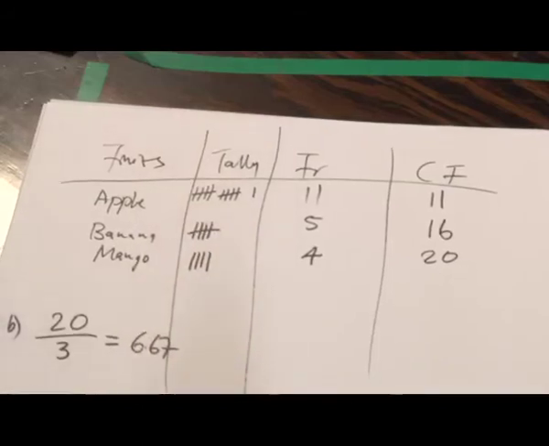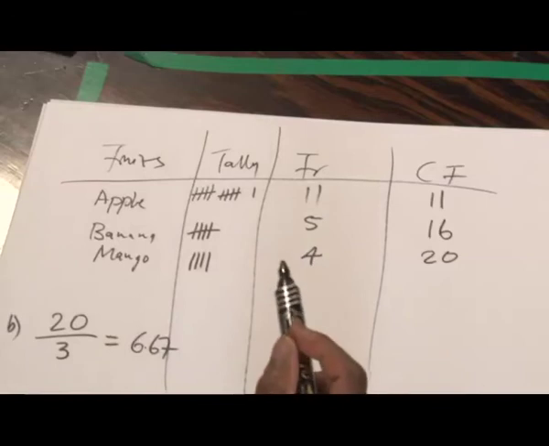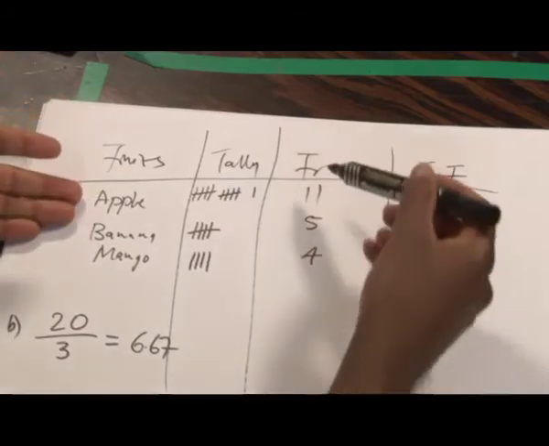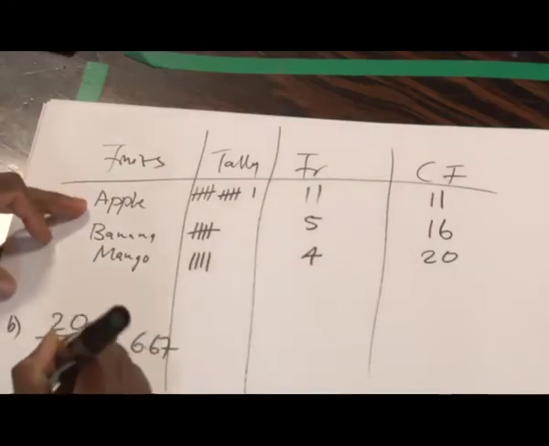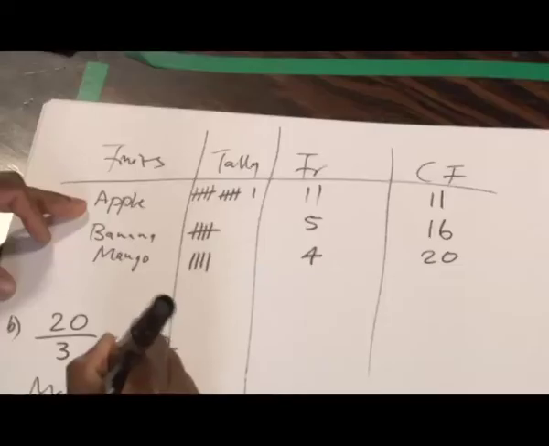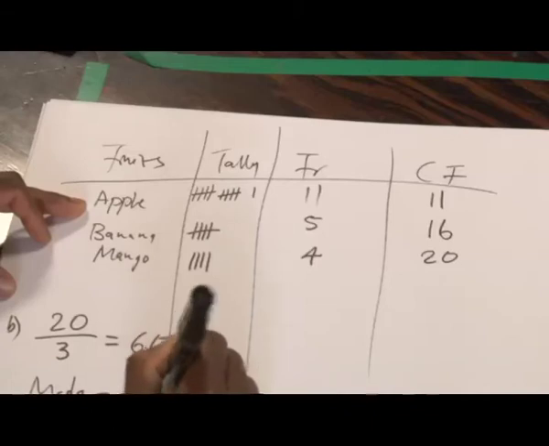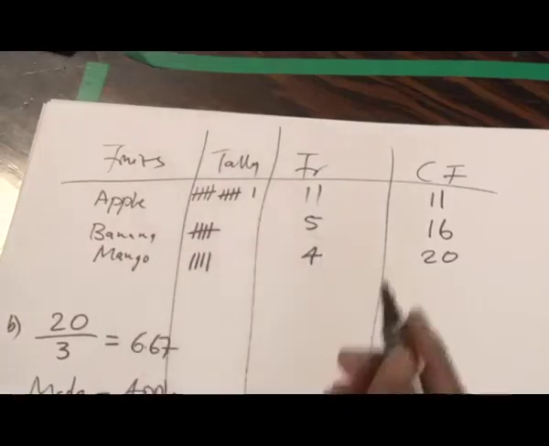Then you're asked to find the mode. Mode is the item that appears most frequently, or the most. In this case, you just look at your frequencies, which one is the highest: apple. Then your mode is apple. You can write apple or apples.